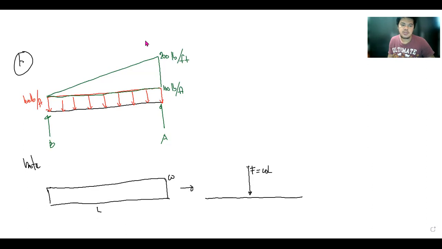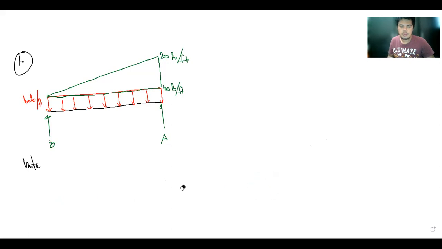Also take note that this force will concentrate at the centroid. So we have here L over 2 and of course the other one L over 2 also. For the triangular load distribution, for example, suppose you have here a triangular load distribution.